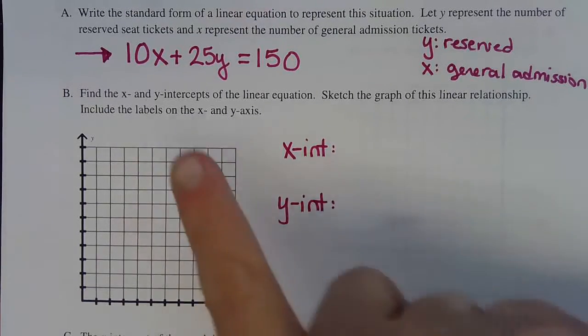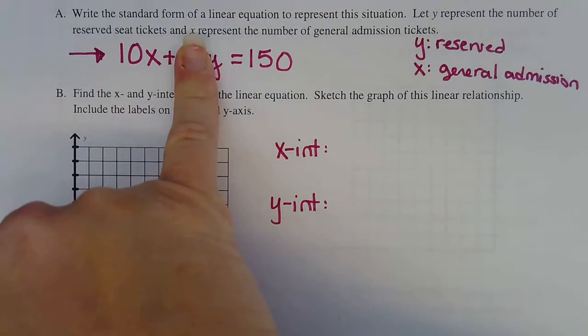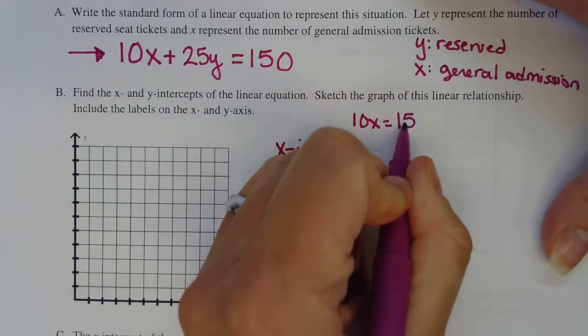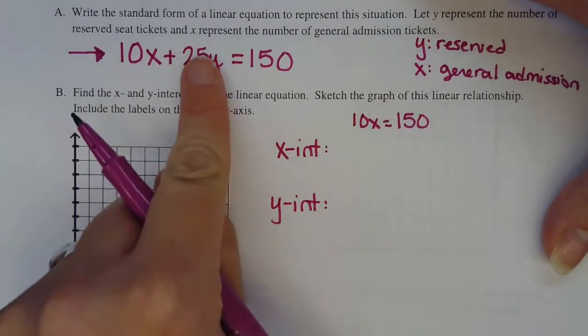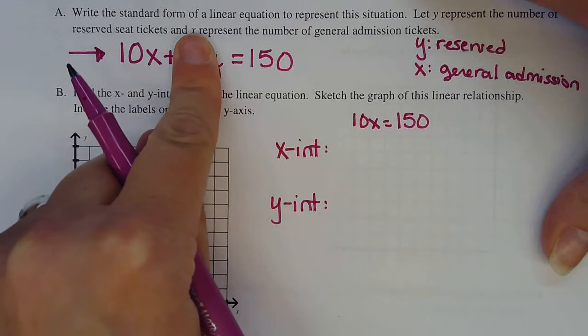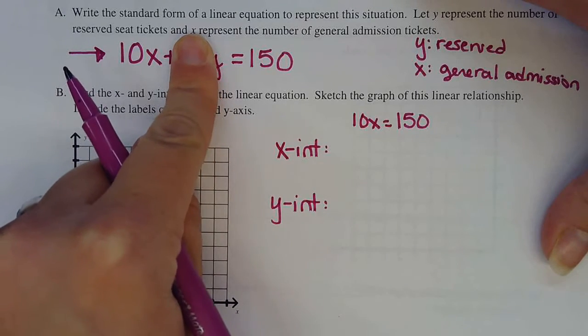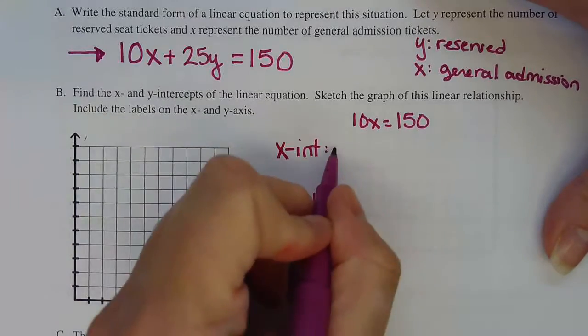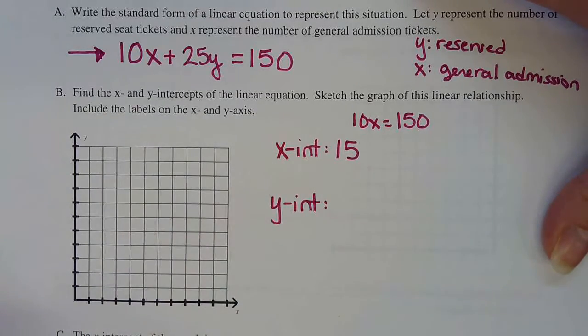So to find the x-intercept, I'm going to cover up y, and I'm left with 10x equals 150. And actually, because I wrote so big, I don't have to use my pinky this time. So if I have 10x equals 150 to figure out what my x-intercept is, what's my x-intercept? 15. My x-intercept is 15.